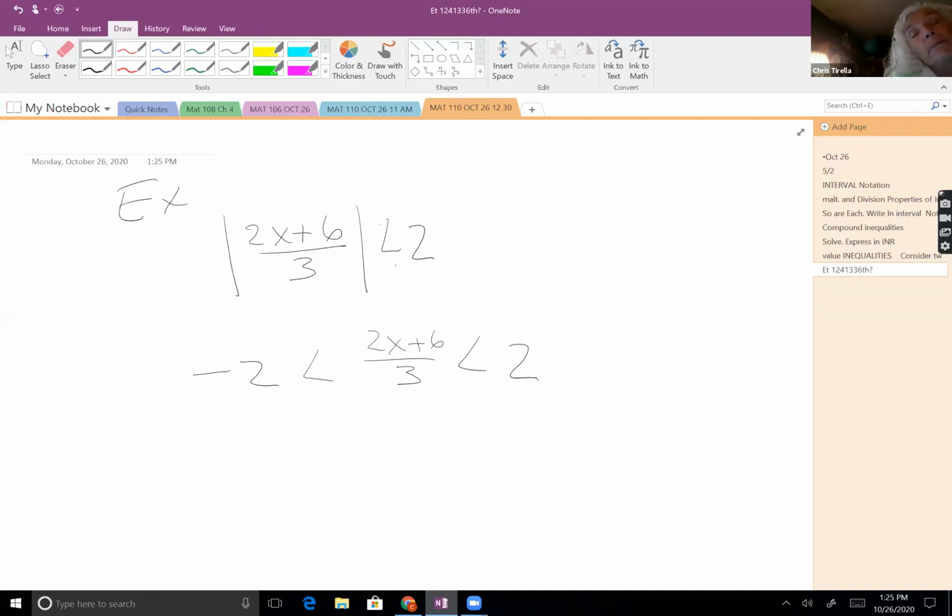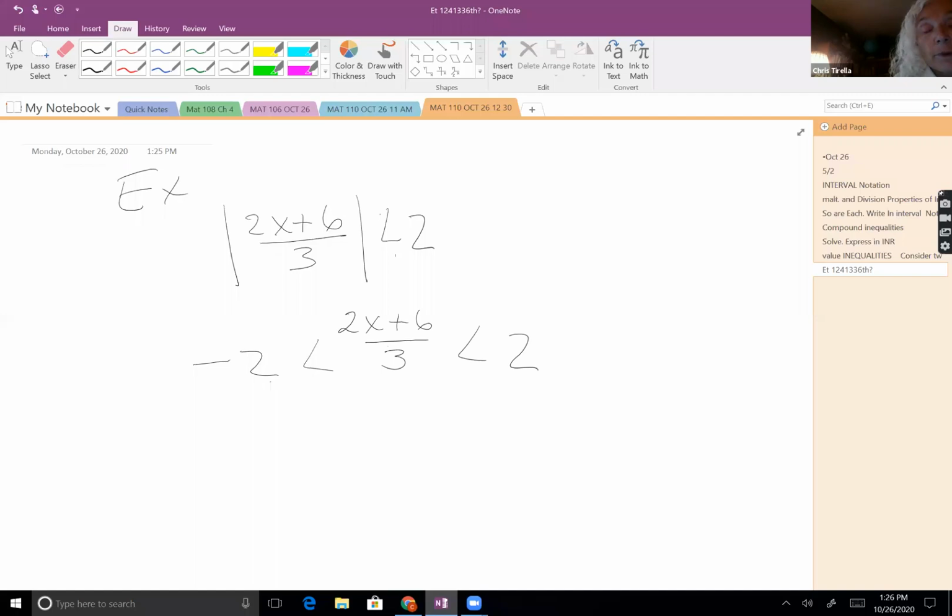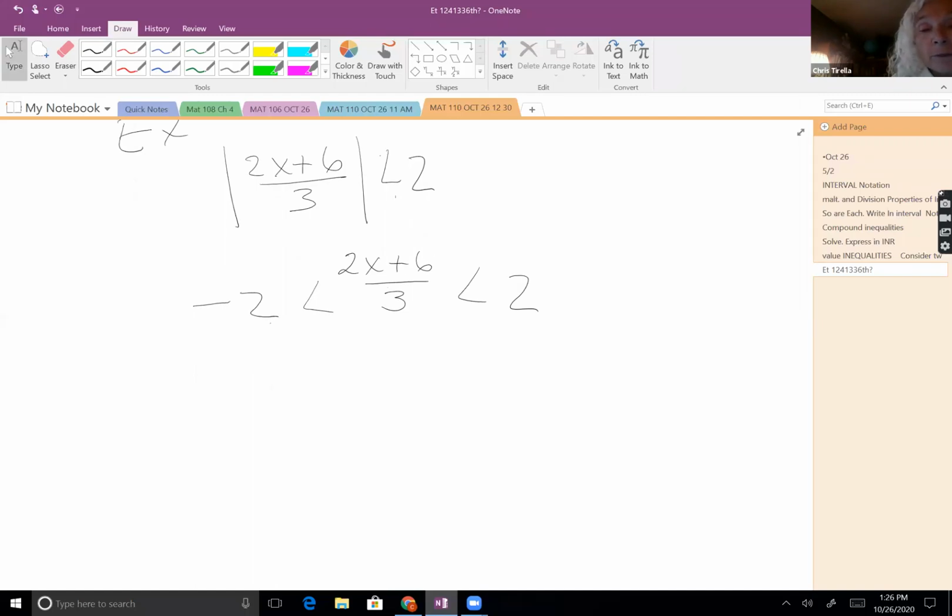And again, I'm going to cover up that middle for a minute. So just for a second, I'm going to erase that middle and see, is it true? Is negative 2 smaller than 2? Yep, so I know I'm doing okay. To solve that, then we multiply each part by 3, giving negative 6 is less than 2x plus 6 is less than 6.